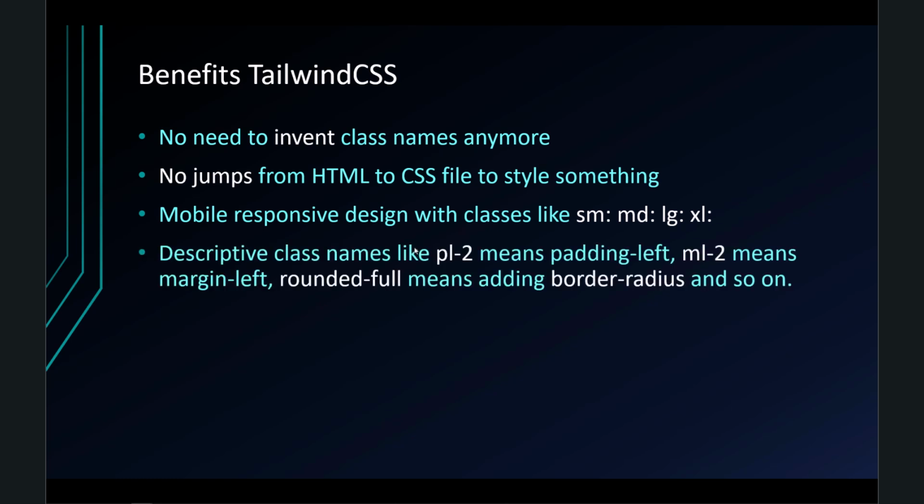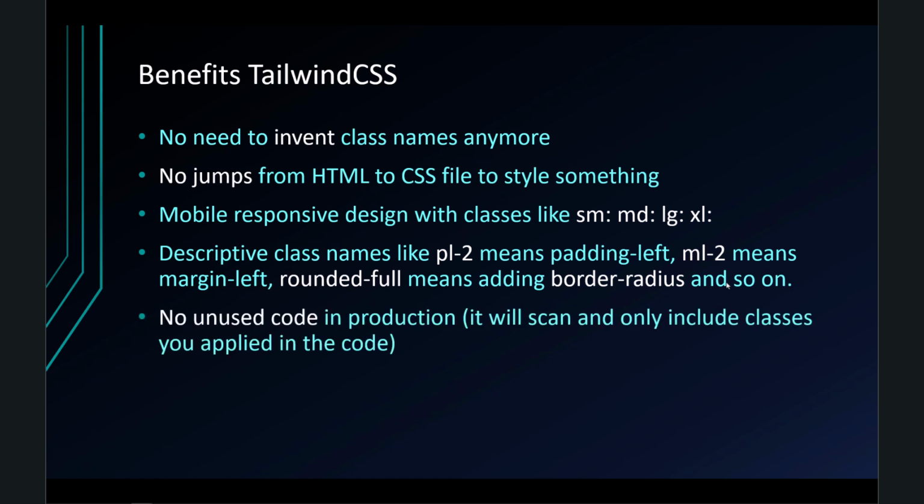Also, you don't have to learn a lot of new things in Tailwind CSS, because all the class names are descriptive. As you can see, we have pl-2, ml-2. pl stands for padding left, ml stands for margin left, rounded-full means adding border radius, and so on. If you're using Tailwind CSS, you don't have to worry about unused code in production. Tailwind CSS scans your HTML files and then generates code for them, so you don't have to worry about unused code. And the documentation is well written. I really like the documentation because it contains so many examples.